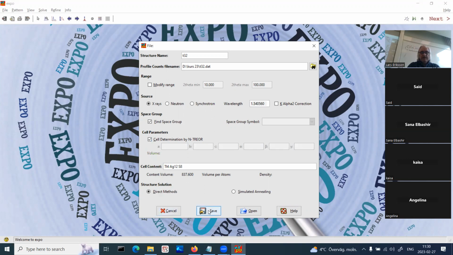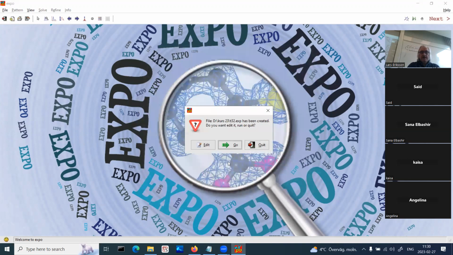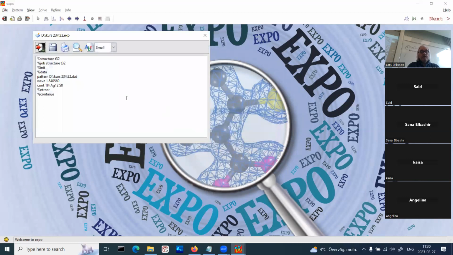And direct methods, yes. Let's save this file. Has been created. Do you want to edit? We can have a look at it. Sulfur 8. This is one of the old Uppsala habits, working with thallium compounds. It's Rolf Berger, you know him. He introduced me to this long time ago. Everything is forgotten and forgiven.